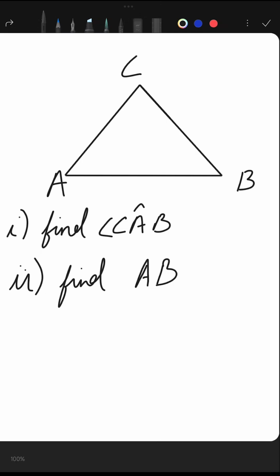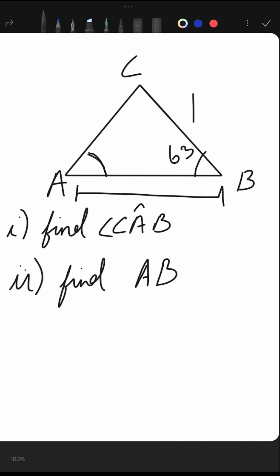Here's a super easy question that you could get in your maths IGCSE paper 42 calculator. They have asked you to find the angle CAB, and they have given you this angle which is actually 63. CAB is this angle right here. And they've asked you to find AB, which is from here to here. So how are you going to find that? We are going to use the sine rule.